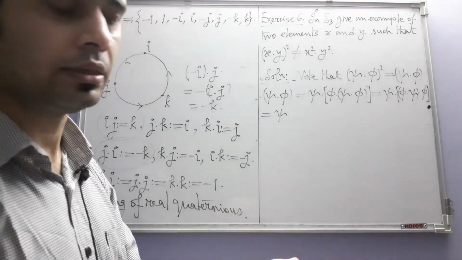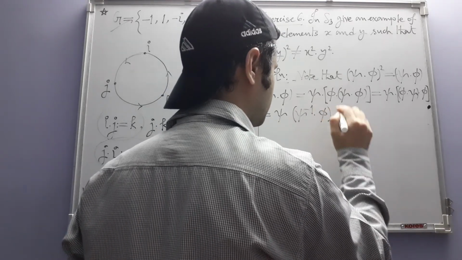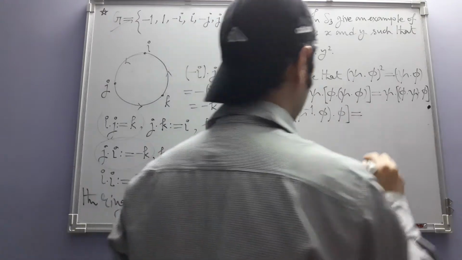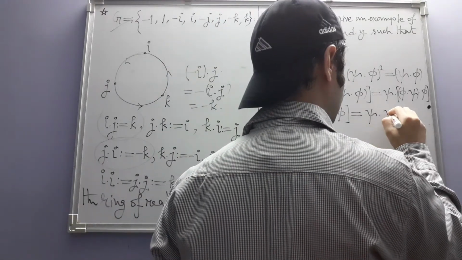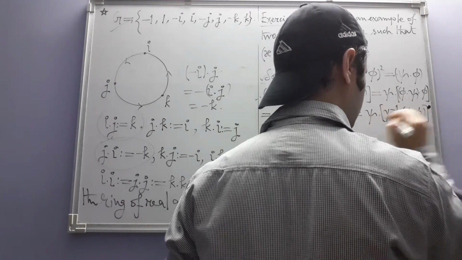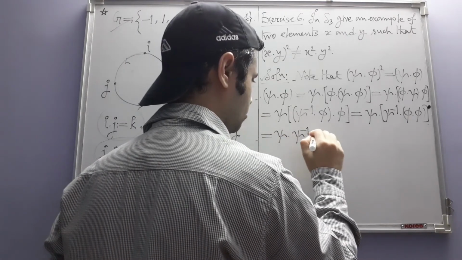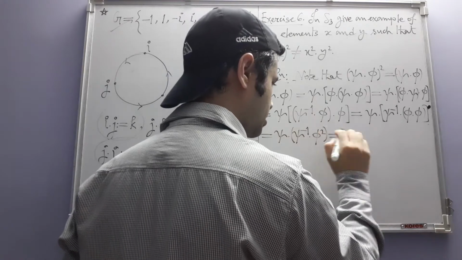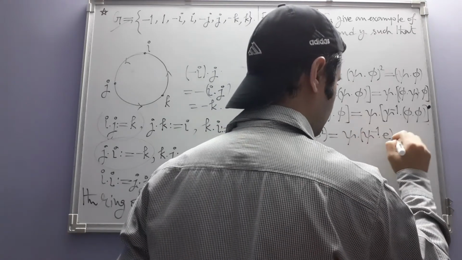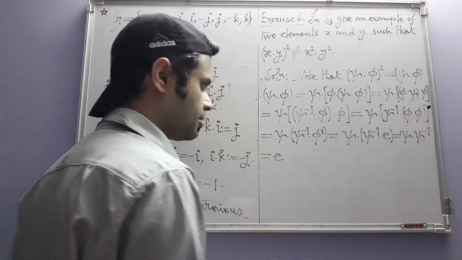psi inverse dot phi, this thing. There we have also seen that phi square equals identity. This is equal to identity.